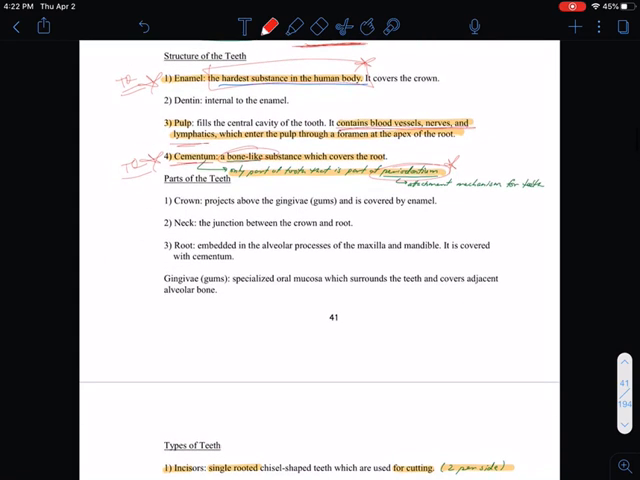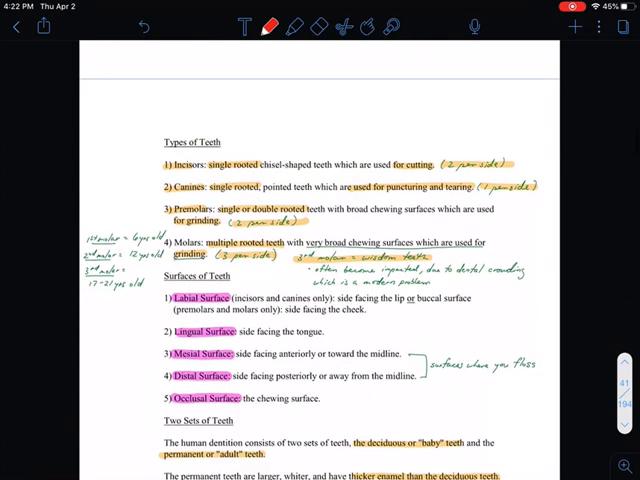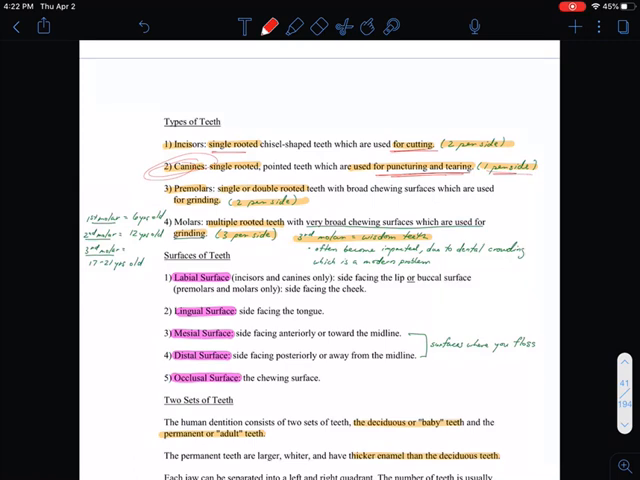Next, we have the parts of the teeth. Again, typically more lab type of stuff. And then we get into the different kinds. So we have our incisors, single rooted, used for cutting, 2 per side. Canines, again single rooted for puncturing and tearing, 1 per side. Premolars, they can be single or double rooted. They're used for grinding, 2 per side. And then our molars, these guys are the only ones that are multiple rooted. They're very broad, also used for grinding, 3 per side.